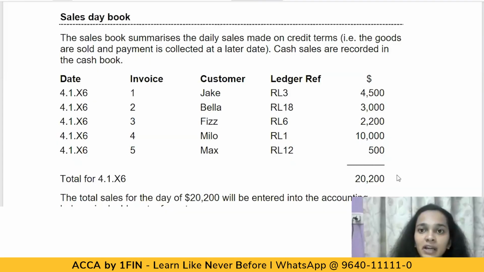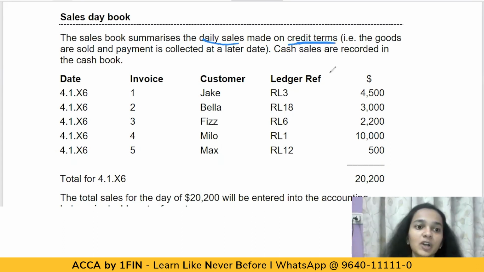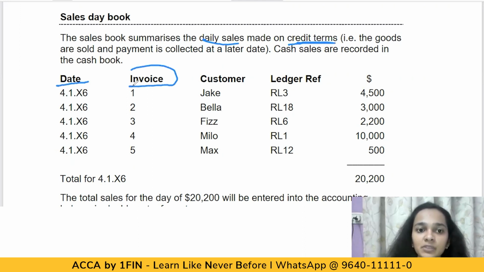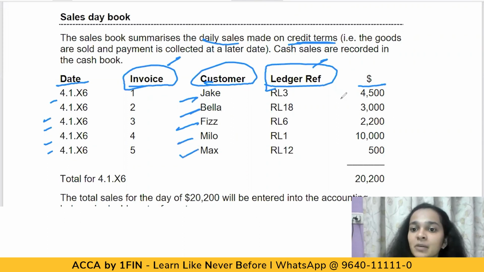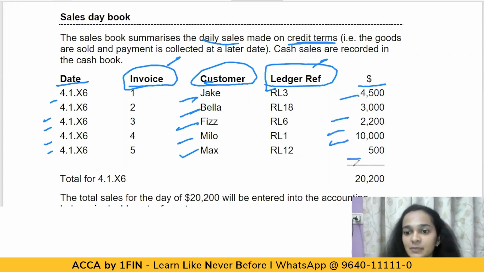Let's have a look at the format. The sales book summarizes the daily sales which are made on credit basis. Cash sales are recorded in the cash book. What is the format for it? First write the date, invoice number if any, name of the customer, ledger reference number, which is nothing but your ledger folio, and then the amount. Let's ignore these two columns for now. We write the dates on which the sale is made, the names of different customers, and the amount of sale made to the respective customer, and then we finally arrive at this total figure.